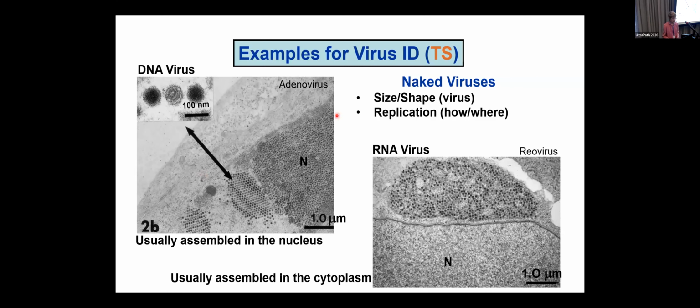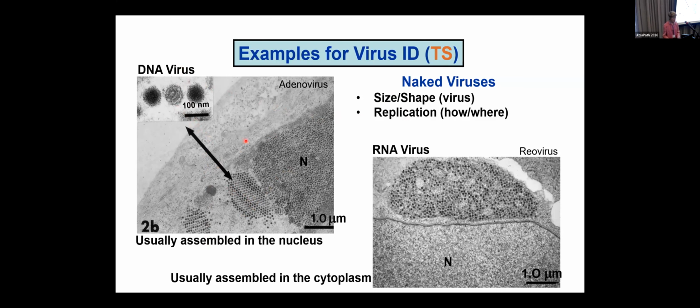Of the naked viruses, size and shape are important. DNA viruses are usually assembled in the nucleus. Here's a cell. On the right, we have a nucleus, and this is a paracrystalline array, seen here at higher magnification. The viruses are in the nucleus, so it has to be a DNA virus. Remember, viruses have one or the other, but not both kinds of nucleic acid.